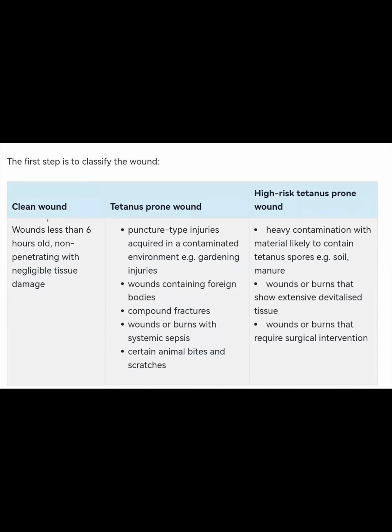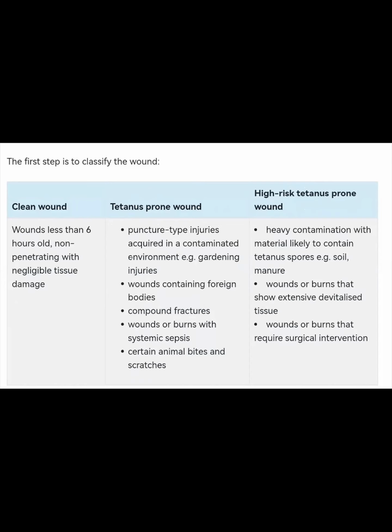It could be a clean wound, it could be a tetanus prone wound, or it could be a high risk tetanus prone wound. So one is clean. What is clean? This is not penetrating, and this is a very new wound, less than 6 hours. Somebody having a cut wound, less than 6 hours, comes to you, just superficial, maybe deep, but not penetrated inside so much. So this is a clean wound.